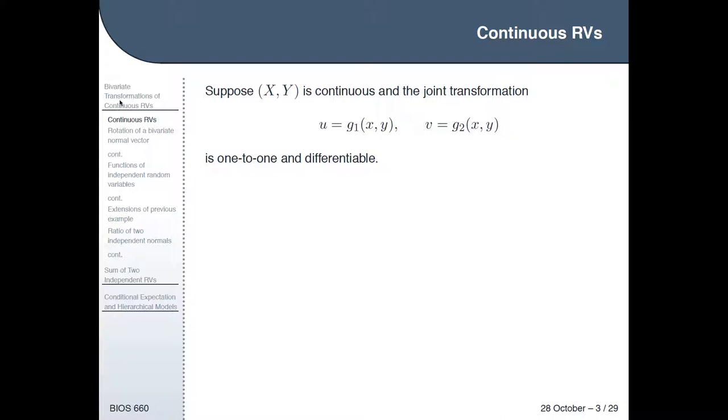We're going to assume that it's one-to-one and differentiable. So that implies that this inverse mapping exists where you can define x and y as functions of u and v. I think there's a way to do this even if it's not necessarily one-to-one, similar to what we saw in the one variable case, but it gets even hairier than we have here. And honestly, in my experience, it's not something that I use very often.